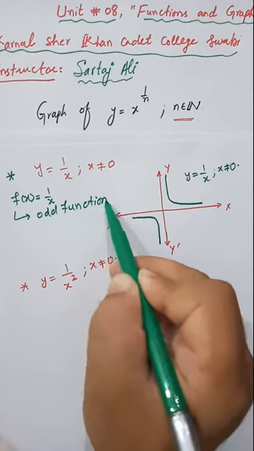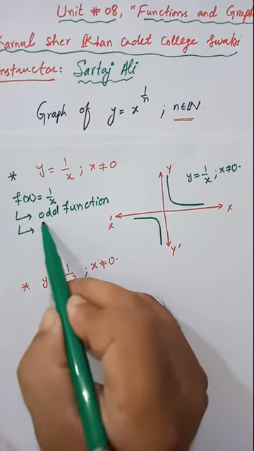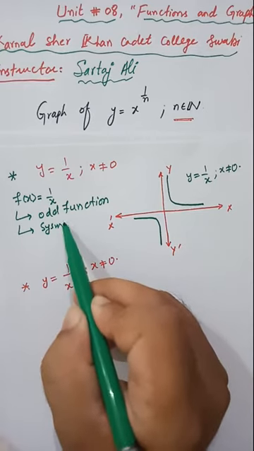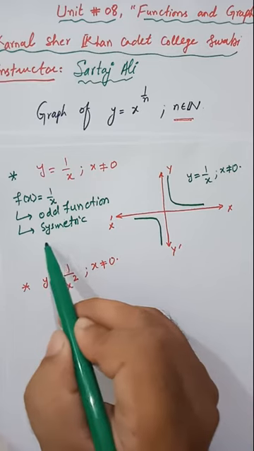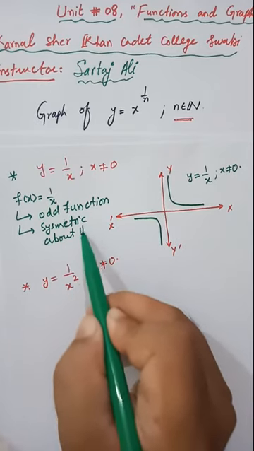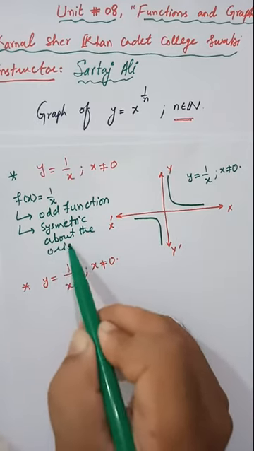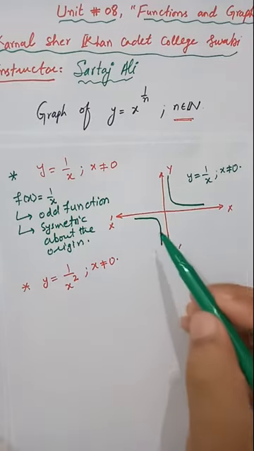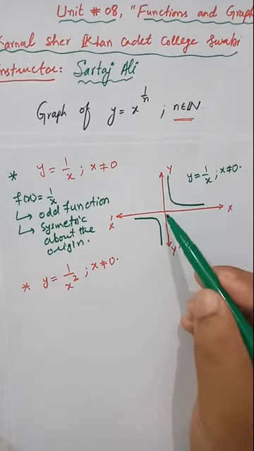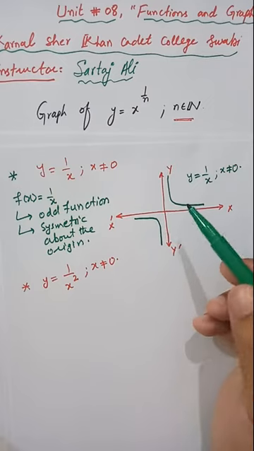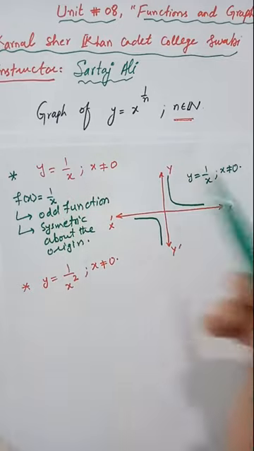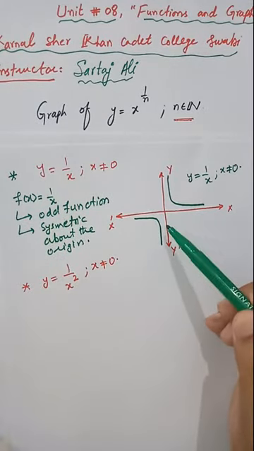One point to be remembered. Second, symmetric about the origin. And it is discontinuous at 0, because 0 is not in the domain, and this function is not defined at 0, so that's why there must be a discontinuity at 0.